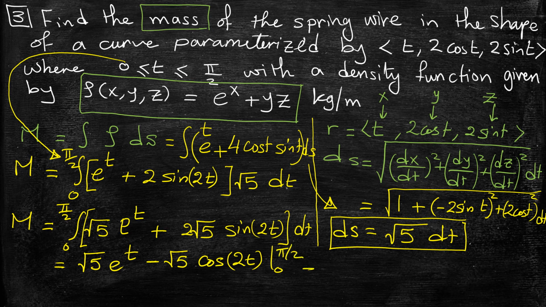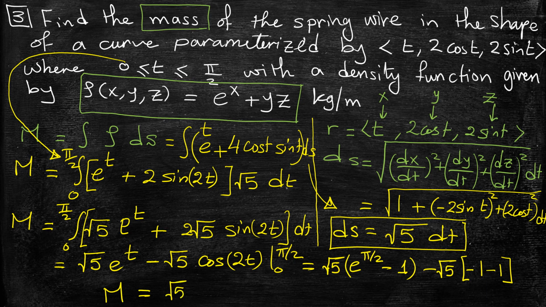Let's substitute here. So this one will be root 5 times e power pi over 2 minus e power 0, which is 1, minus root 5 times cosine pi, which is minus 1, minus cosine 0, which is 1. So here we can give the mass as a value, taking root 5 common, and we will end up with e power pi over 2.